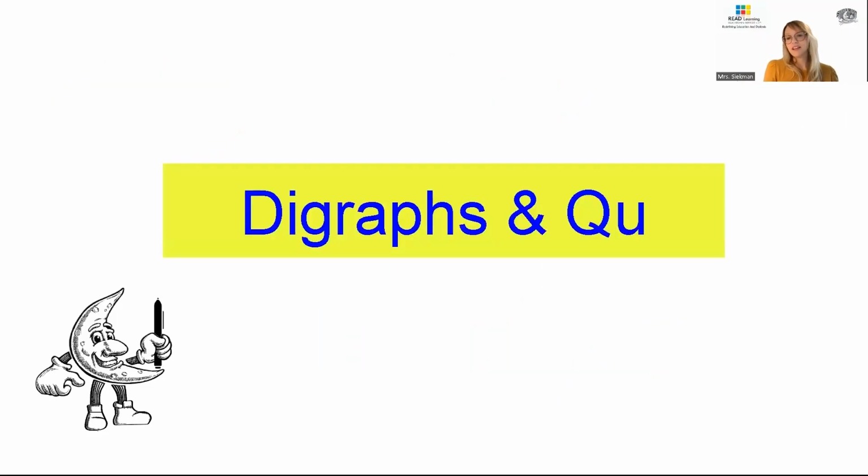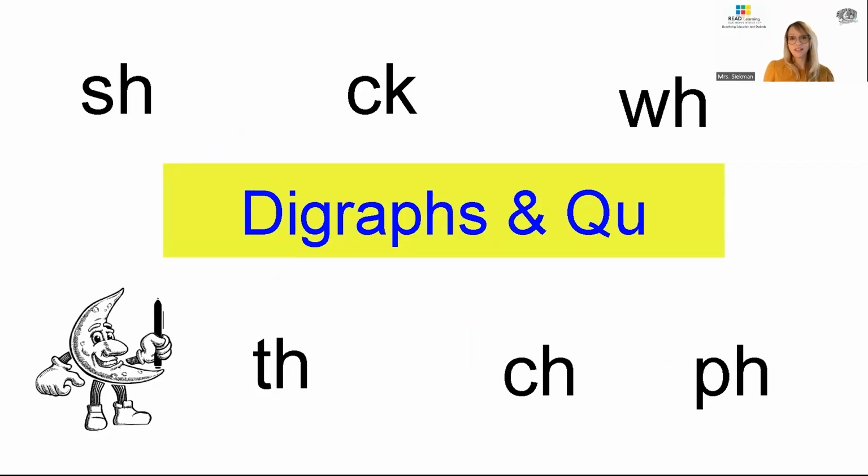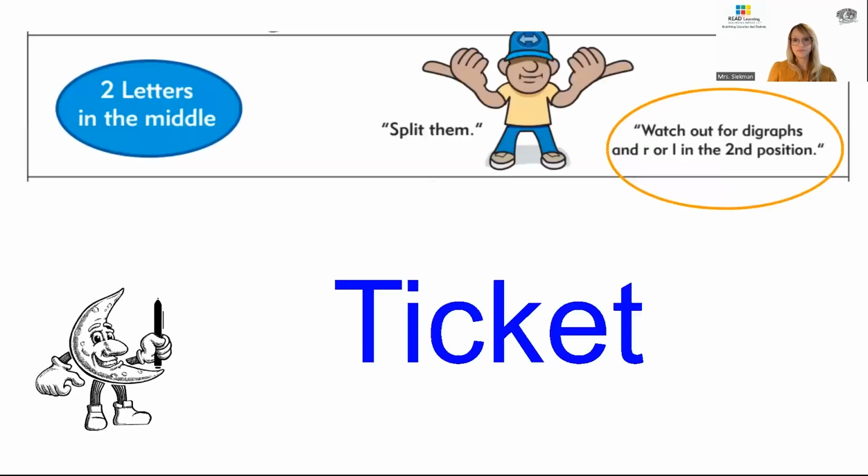Our first exception comes into play when we consider the case of digraphs and the QU letter combination. Now, you may remember that digraphs are a combination of two letters that make just one sound. For example, SH says sh, CK says k, and so forth. Let's take a look at a word that uses this pattern. You'll notice I've circled our exception, which says watch out for digraphs. For the first part of the exception, the process remains the same.